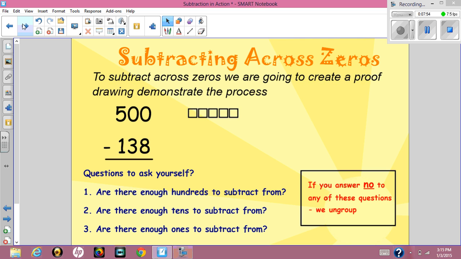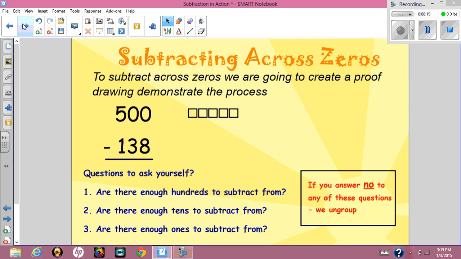Now, one of the things that we start dealing with that can get a little scary, and I know people get a little bit worried about, is subtracting across zeros. So we're going to look at using a proof drawing to demonstrate the process and see how simple this can be. Now there are 3 questions you're going to ask yourself as you start subtracting.